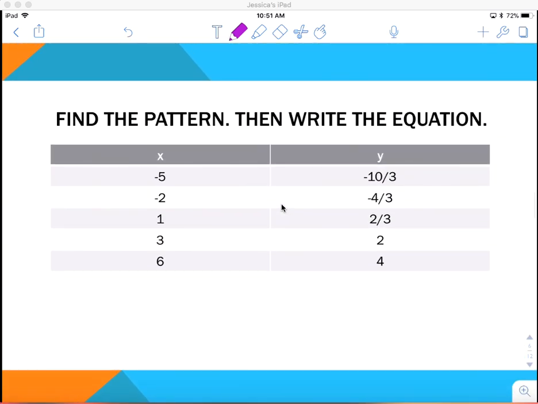For our last table, go ahead and try to find the pattern on your own and then restart the video. This one might have been a little bit more challenging to find. If you look on this one, you are actually multiplying by 2/3. If you can't find it on your own, one way you can try to find it is by doing y divided by x. 4 over 6 is 2/3. 2 over 3 is 2/3. 2/3 divided by 1 is 2/3. So you are multiplying each x value by 2 over 3.